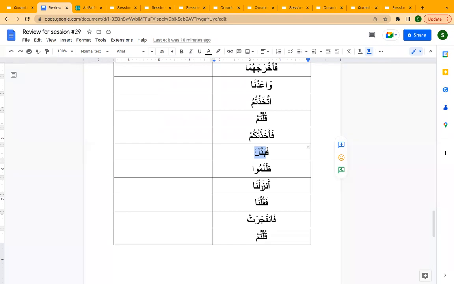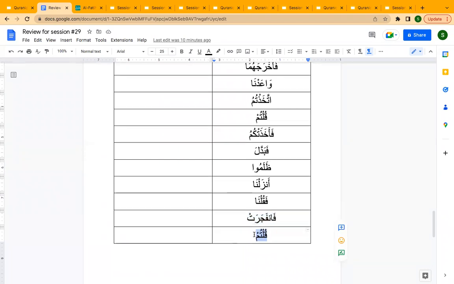Anzalna. Faqulna. Anzalna is going to be nahnu, right? Faqulna, skip fa, just focus on qulna. Qulna, sukoon before, noon fatha alif. So the doer is going to be we. We said. Infajarat, skip fa, just focus on infajarat. It is going to be the doer because of the ta sakun here. Kultum, again, I just did it because it was in the practice slide.